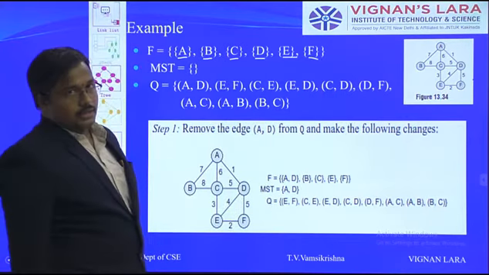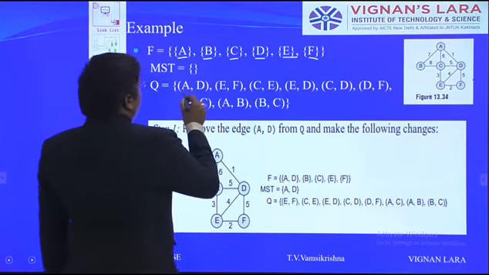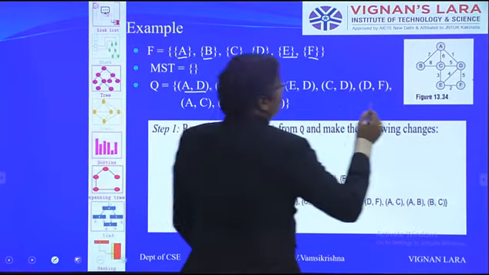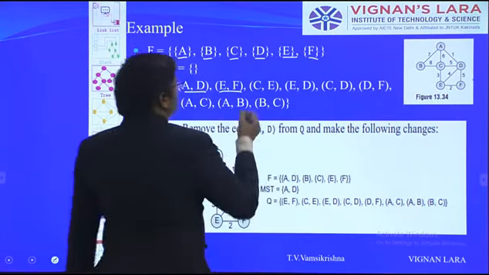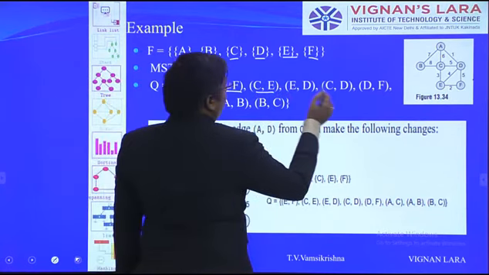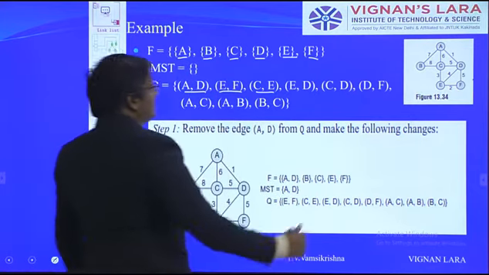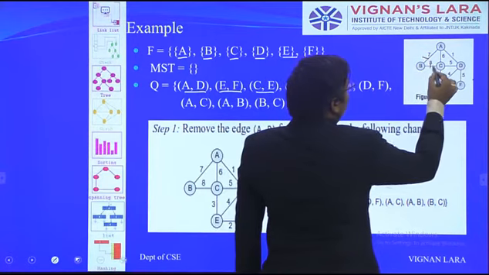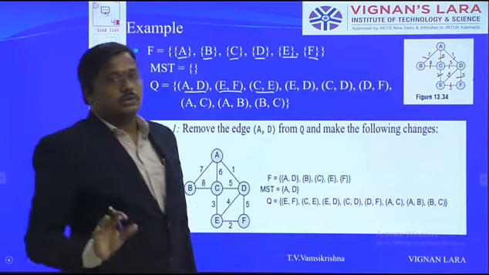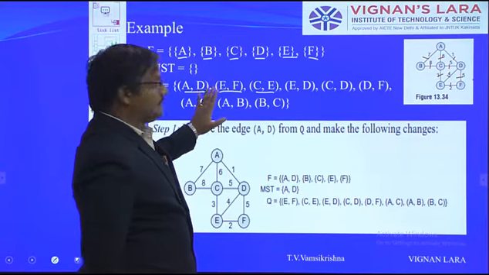Right? So totally 6 vertices are there. And how many edges are there? A comma D is an edge. E comma F is an edge. So C comma E is an edge. Like that, 3, 6 plus 9 edges are there. Totally 9 edges. So this is one edge, 2, 3, 4, 5, 6, 7, 8, 9. So this is the vertices set, this is the edges set.